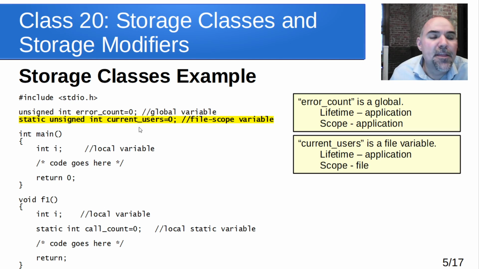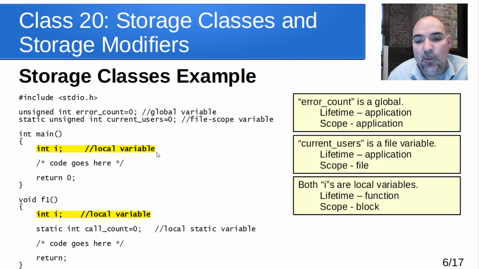Think of it like a private variable that can only be accessed by the rest of the code in this file. That can be useful for making a variable that's shared between different functions, but is private to that library or that file that's actually using it. Globals, however, are kind of like public, and they can be accessed from anywhere.